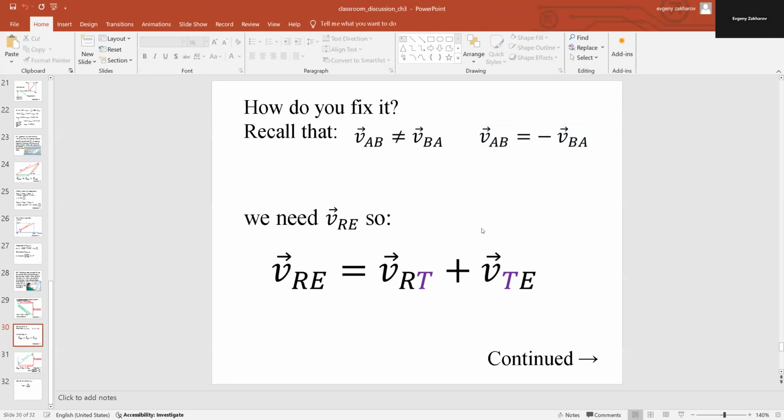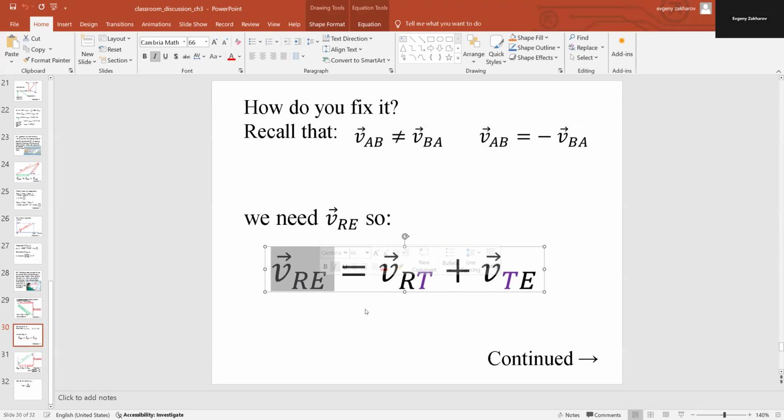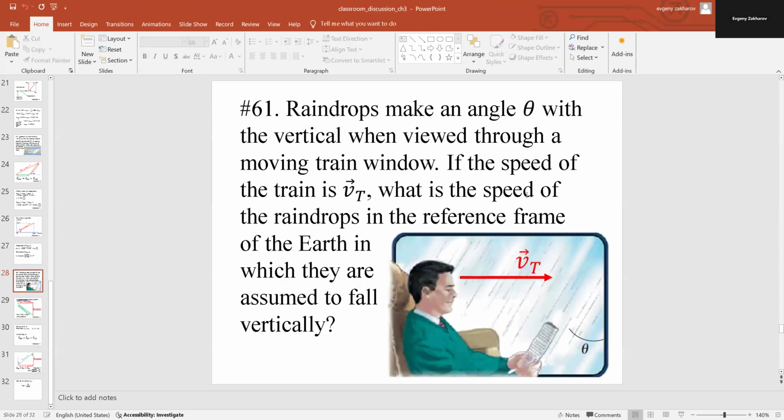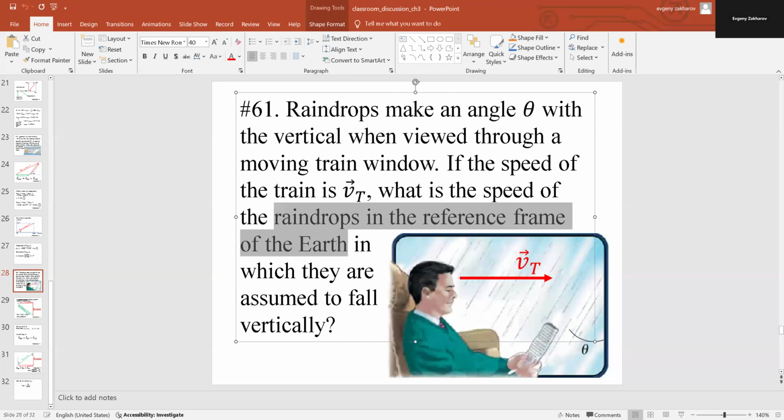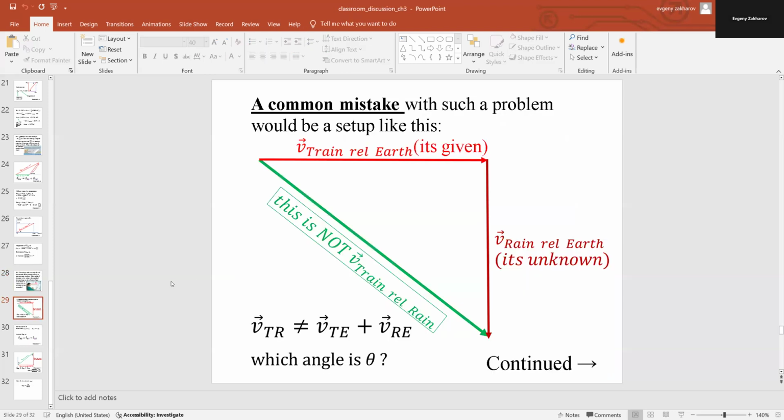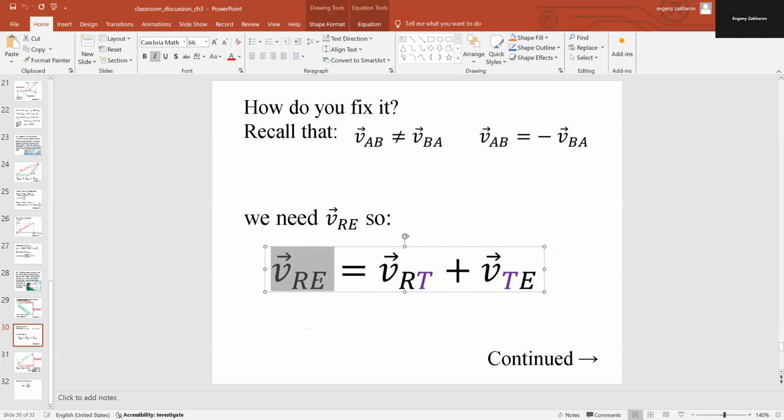So what we need is rain relative to Earth. That's the question: what's the speed of the rain in the reference frame of Earth? So it's R E. Rain with respect to Earth. What do we know for Galilean transformation? We know that R must take the first spot, and E must take the last spot.